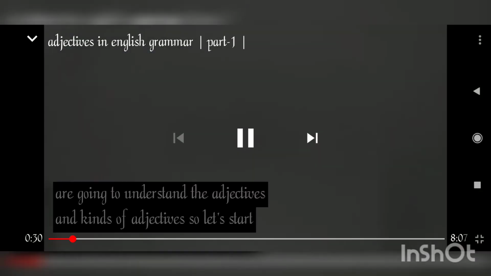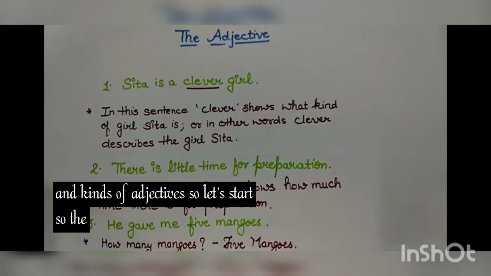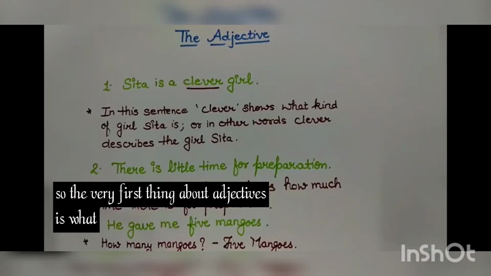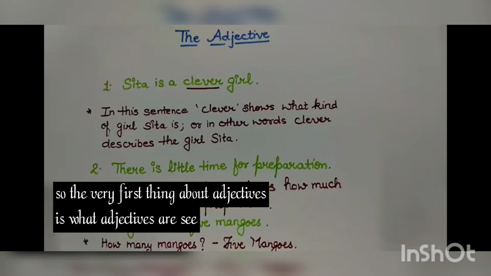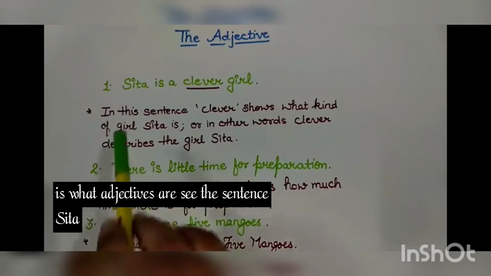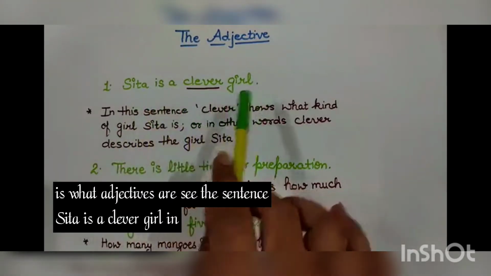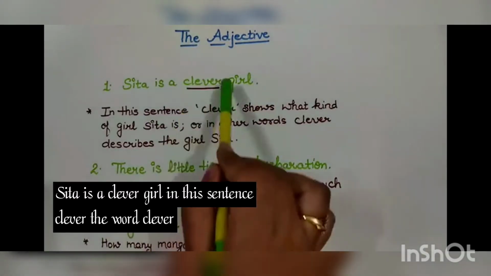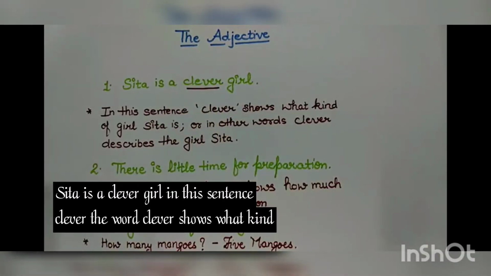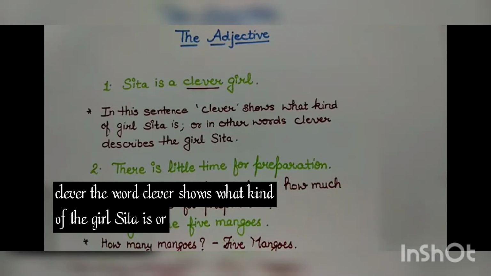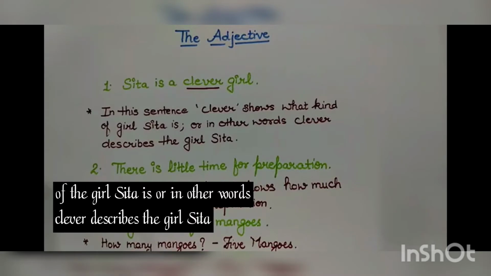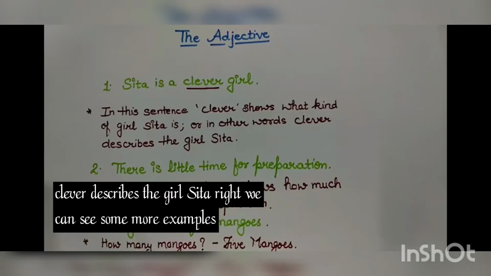Let's start. So, the very first thing about adjectives is what adjectives are. See the sentence: Sita is a clever girl. In this sentence, the word clever shows what kind of girl Sita is. Or in other words, clever describes the girl Sita, right?